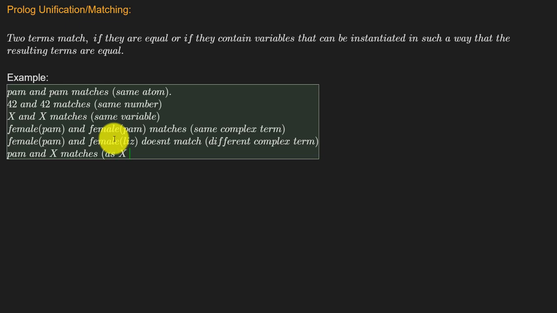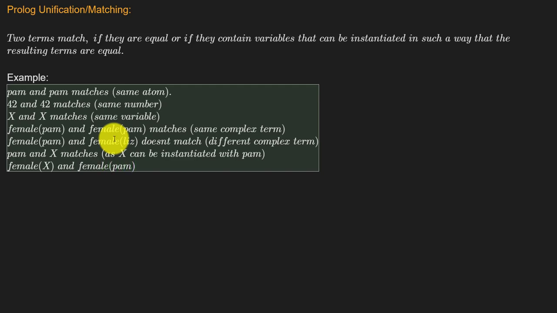Okay, so as X can be instantiated with Pam, they match as well. Now what about this one, female X and female Pam? Will they match? Yes, because again this X can be instantiated with Pam, so they also match for the same reason, as X can be instantiated with Pam.